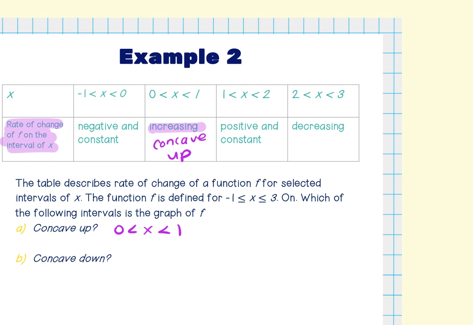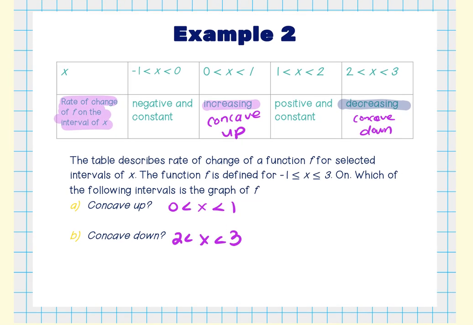All right, and then what is it when it's concave down? Decreasing. So that would be from 2 is less than x, which is less than 3. So in between 2 and 3. I feel like the chart's pretty straightforward. You're looking for the words increasing and decreasing if it's the rate of change, which is what it's going to be given on the left-hand side. It'll be the rate of change, not the actual values.